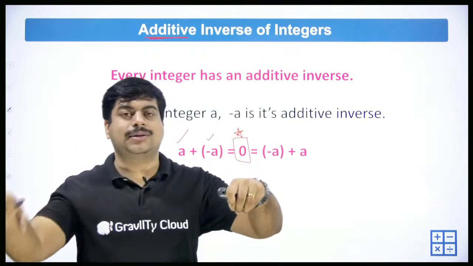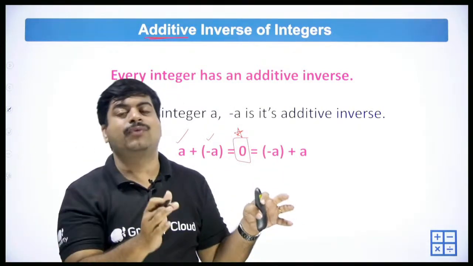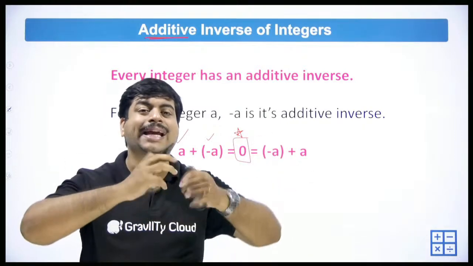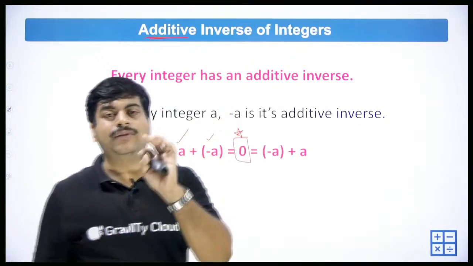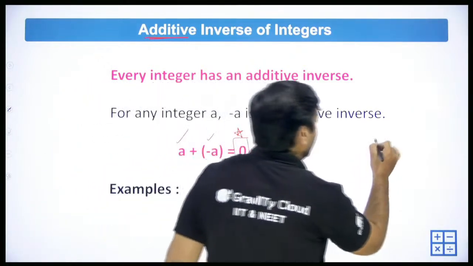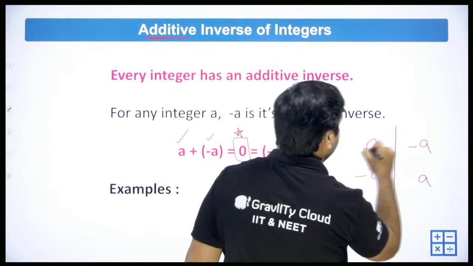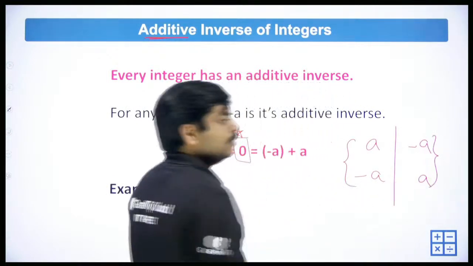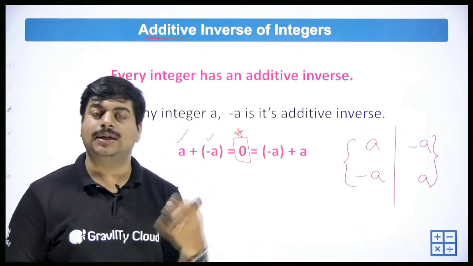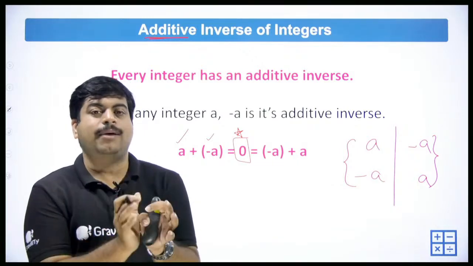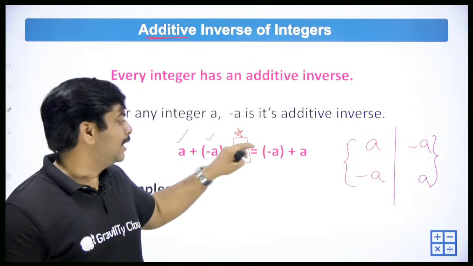2 plus minus 2 is 0. 10 plus minus 10 is 0. Minus 1 lakh plus 1 lakh will give you 0. So that means the negative of the number is called the additive inverse. For a number A, minus A is the additive inverse. Understand? If I have 10, minus 10; if I have 20, minus 20; minus 1000, 1000; these two will sum up to give you 0. A plus minus A will give you 0.